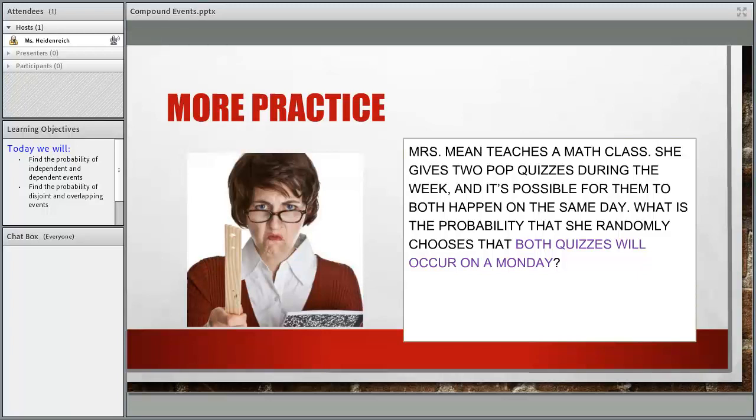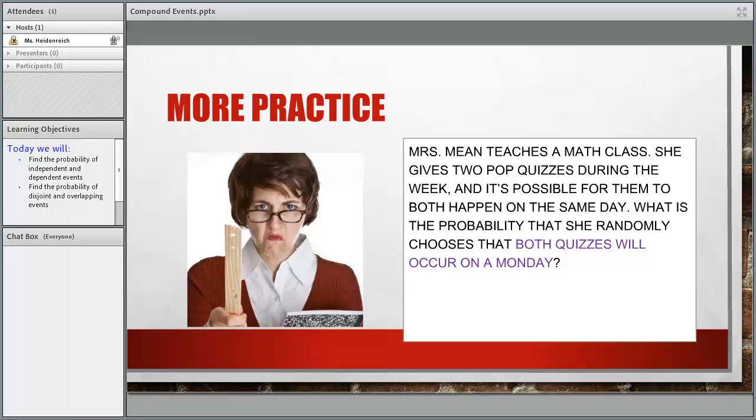And it is possible for them to both happen on the same day, so she's just going to pick 2 random days that she's going to give a quiz, and she might give them both on the same day. What's the probability that she randomly chooses that both quizzes will occur on a Monday? So you should be thinking in your mind, what type of events do I have happening here? And hopefully you can narrow it down because you know that you have 2 different events that we're dealing with.